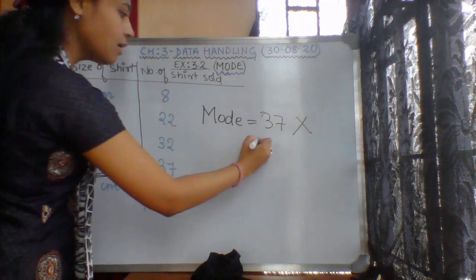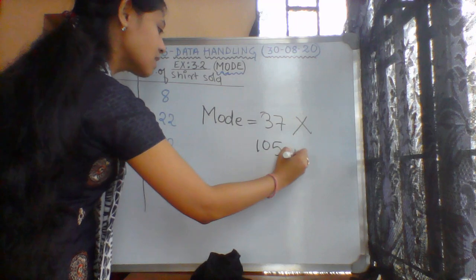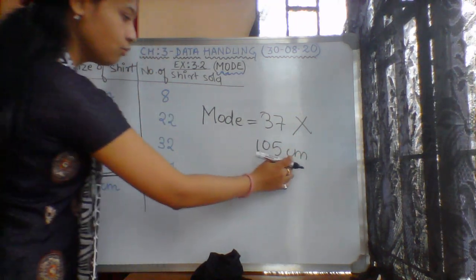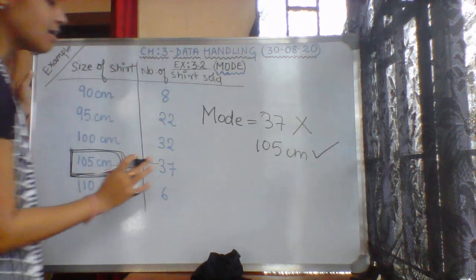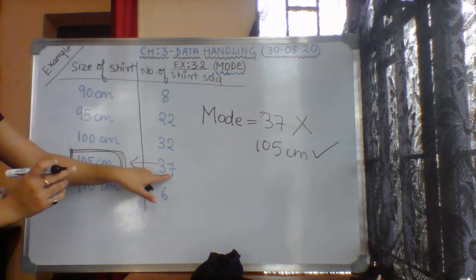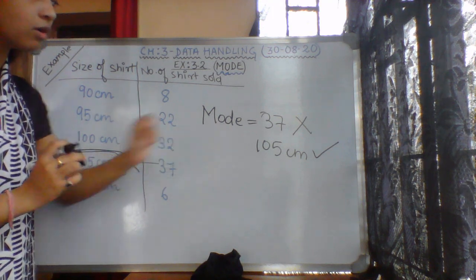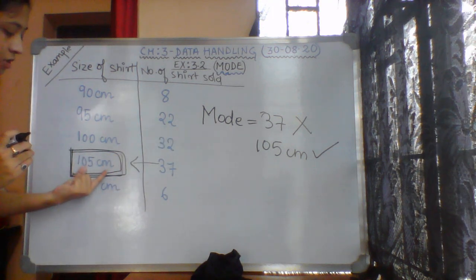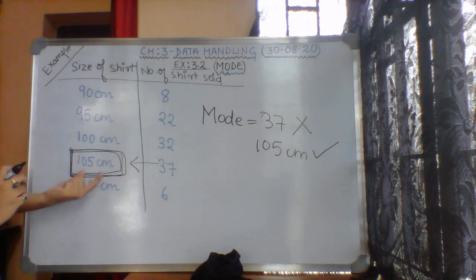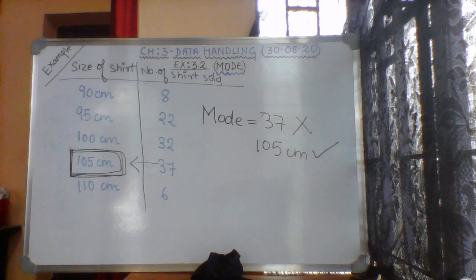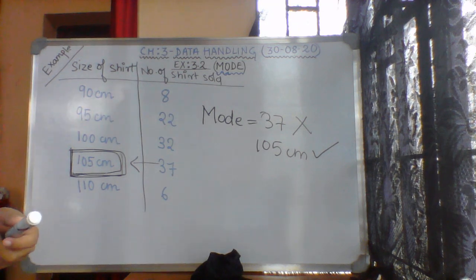So the answer will be 105 centimeter, and don't forget to write the unit if any unit is mentioned. So don't forget to write that. So this is our answer, not the 37. This is only the frequency. We are not going to write the frequency in mode. We are going to write the observation with the highest frequency. Okay, so this can be one type of mistake. So I am telling you. Okay, so let us see one more example.